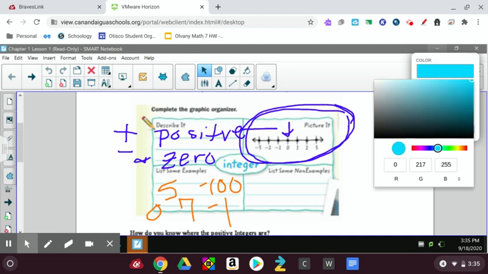To list some examples that are not integers, I think helps really solidify what integers are. So a decimal is not an integer. A fraction is not an integer. A negative decimal is not an integer. A negative fraction is not an integer. So I think that really helps you be able to distinguish between what an integer looks like and what an integer does not look like.